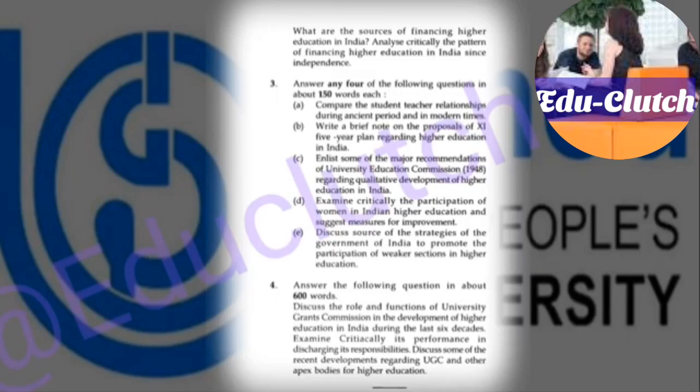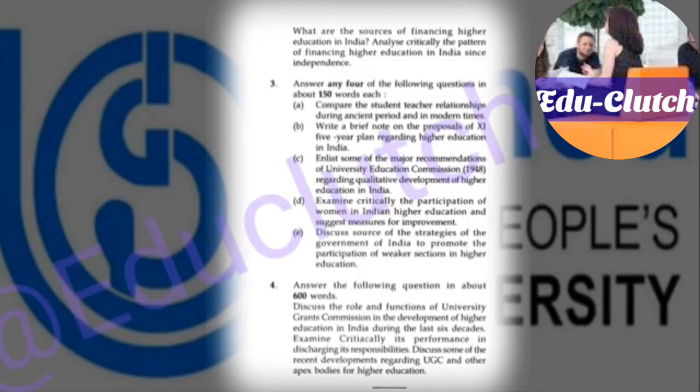Fourth, examine critically the participation of women in Indian higher education and suggest measures for improvement. And fifth is, discuss the strategies of the Government of India to promote the participation of weaker sections in higher education. And the last question, which is again of 600 words, but it is single, you have no choice here.